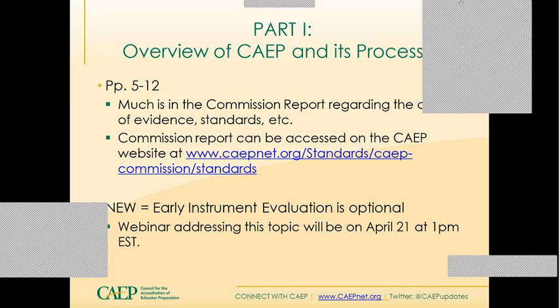One of the things that is apparent in the overview is that this early instrument evaluation is optional. At one time, it may have been announced that this was going to be a required portion of the CAPE process. It will not be. It's an optional service that CAPE will provide if you'd like, up to 3 years in advance of submitting your self-study or in advance of hosting your visit. You can submit your own assessments for review, and we'll go into that a little bit deeper a little later in the webinar.